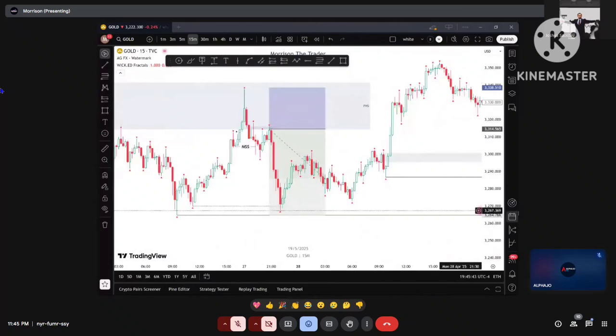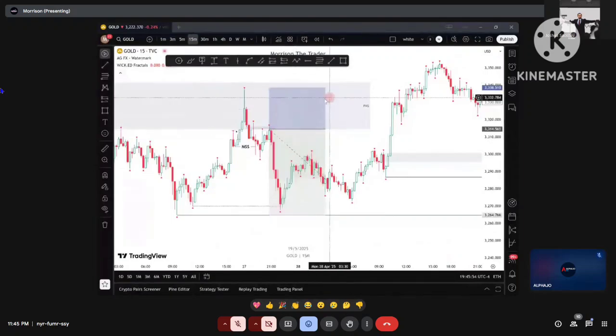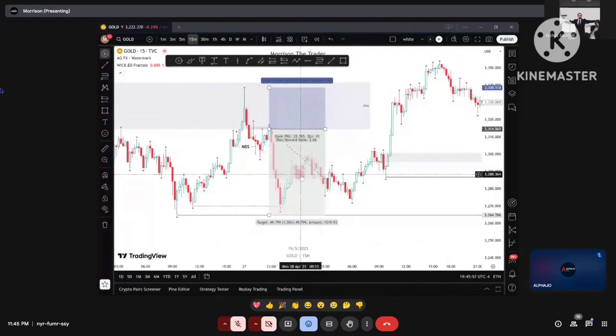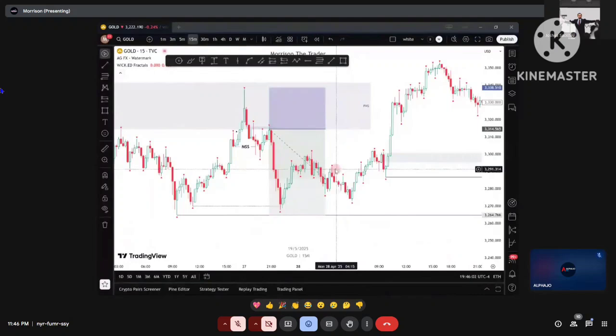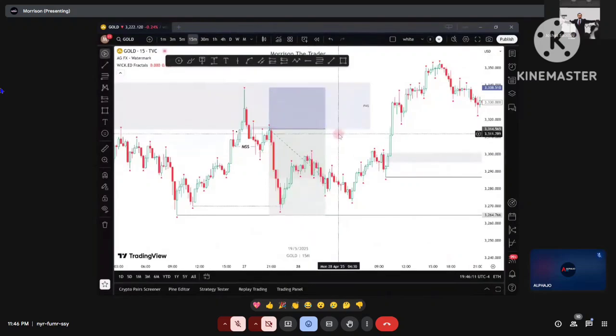So this is where risk management comes in. When price gives you all your risk, let's say you risk $50, and price gives you $50, that would be 1:1. Just take the partials or lock the profit at 1:1 and then let the rest run. So when price comes back, you already have a little profit, or you set break even.